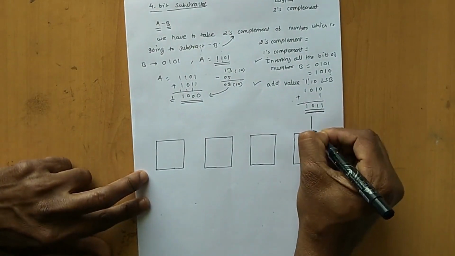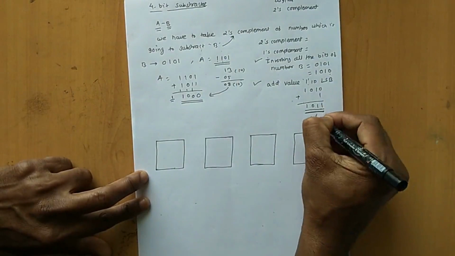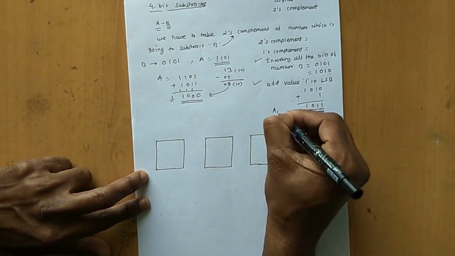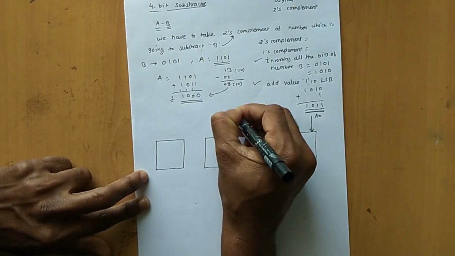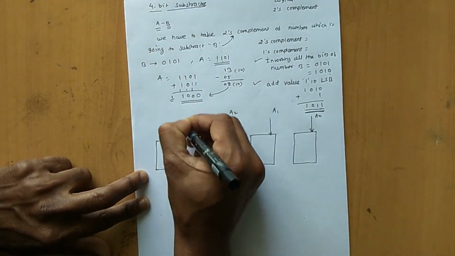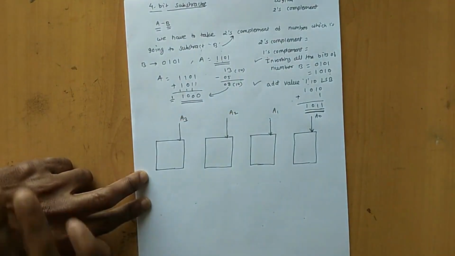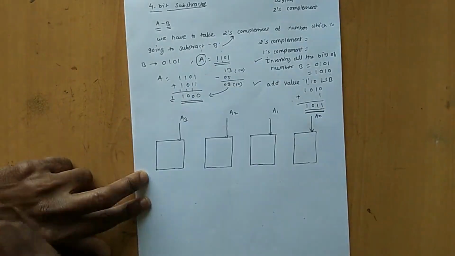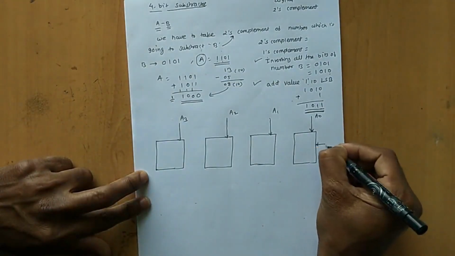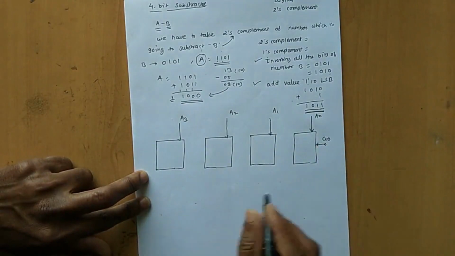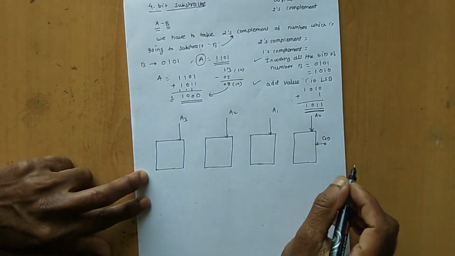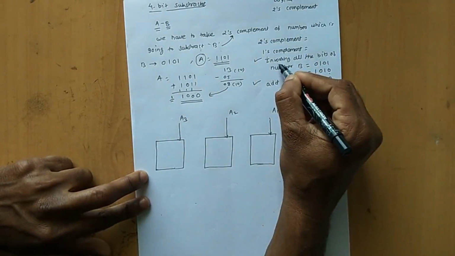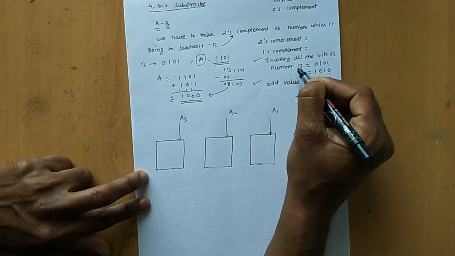First we know that there are 4 bits, so we take A0, A1, A2 and A3. These are the 4 bits of number A. Then we need C in, so apply C in here. Next, we have to take the 1's complement, and 1's complement is nothing but inverting all the bits of number B.